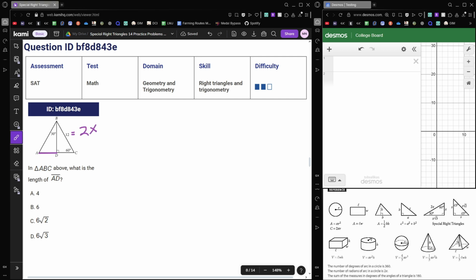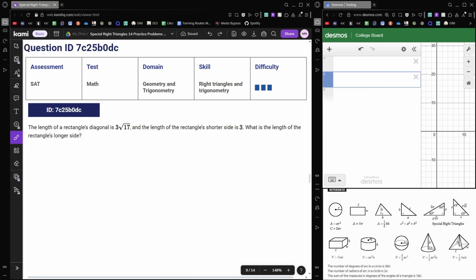Now we also know that across from a 30-degree angle is x. So here's our 30-degree angle, and across from it is x. So we know that 12 is equal to 2x, and we're trying to find x, so to get x by itself, you just divide by 2. And then you get that x is equal to 6, which means our answer is B.